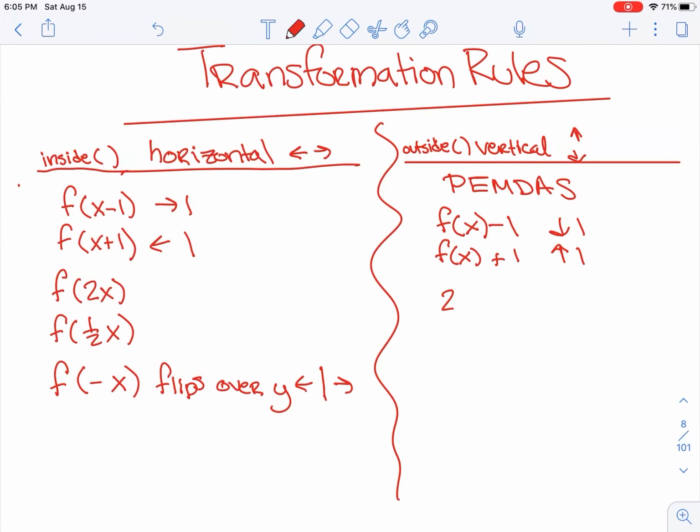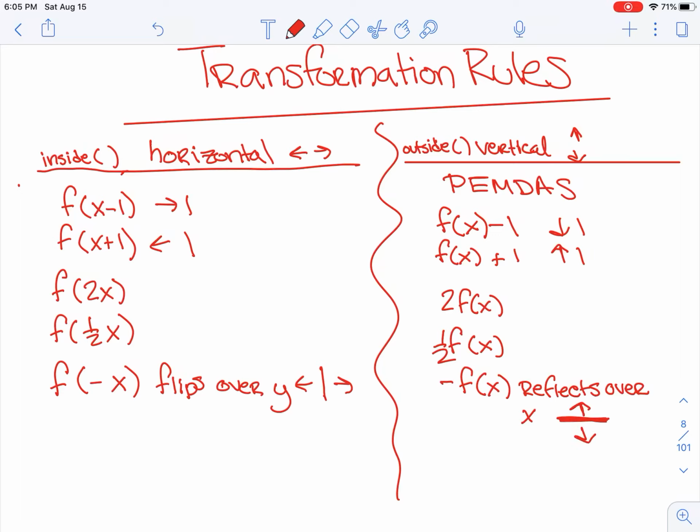And then we have these that are stretches and shrinks. And we'll talk about those after we get good at the other 4. And then I have the negative on the outside that also reflects. I'm going to use that word reflects here so that you see it written. And it reflects over the x-axis. The x-axis looks like this, which results in an up and down.